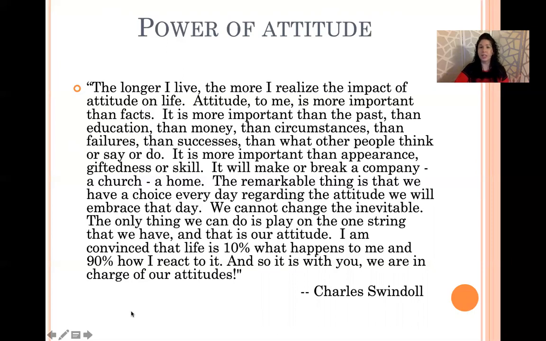We cannot change the inevitable, right? Things will be out of our control. The only thing we can do is play on the one string that we have, and that is our attitude. I am convinced that life is 10% what happens to me and 90% how I react to it. And so it is with you. We are in charge of our attitudes.